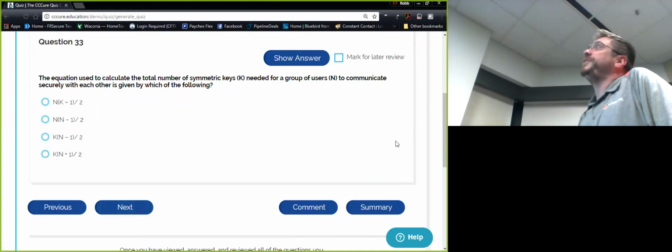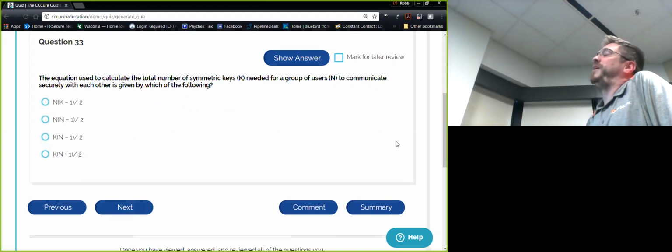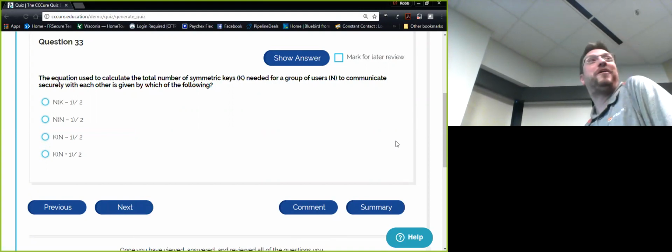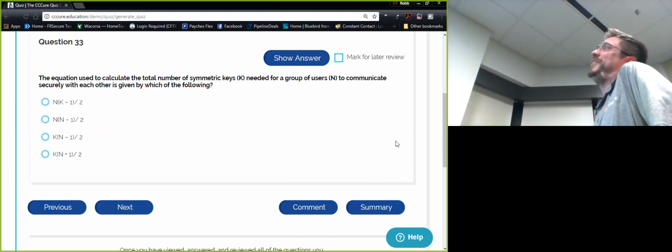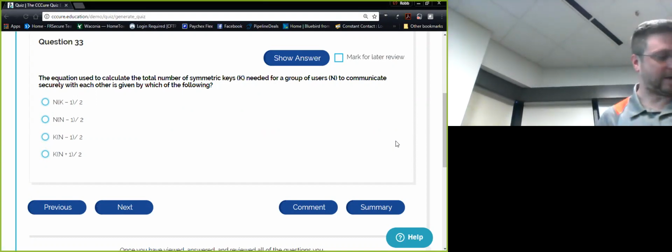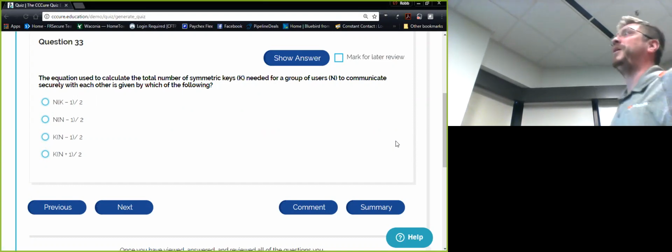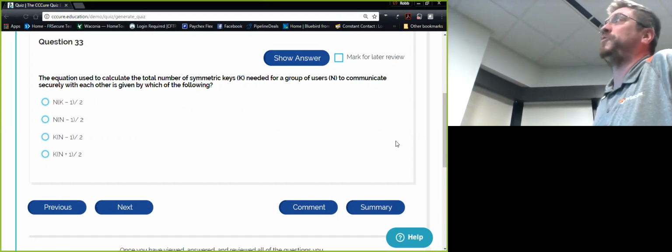All right. The equation used to calculate the total number of symmetric. Oh my gosh. Oh, I know this one, I think. So encryption is definitely not one I use on a regular basis. Equation used to calculate the total number of symmetric keys, K, needed for a group of users to communicate securely with each other is given by which of the following? I can't read it from that angle. N times K minus 1 divided by 2, N times N minus 1 divided by 2, K times N minus 1 divided by 2, K.